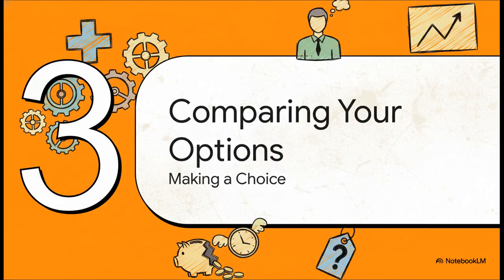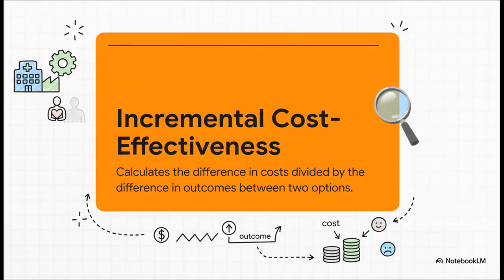Okay, so we figured out what cost is, and we've adjusted it for time. Now what? How do we use all this to make actual real-world decisions, like, say, choosing between two different medical treatments? Well, we do it with a tool called the incremental cost-effectiveness ratio. Yeah, I know, it's a mouthful. They call it ICER for short. But the idea behind it is actually pretty simple. It helps us answer one single question. What is the extra cost we have to pay to get an extra benefit?